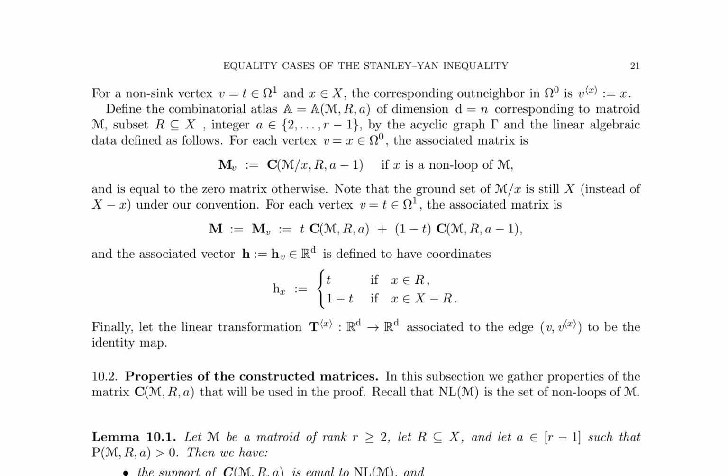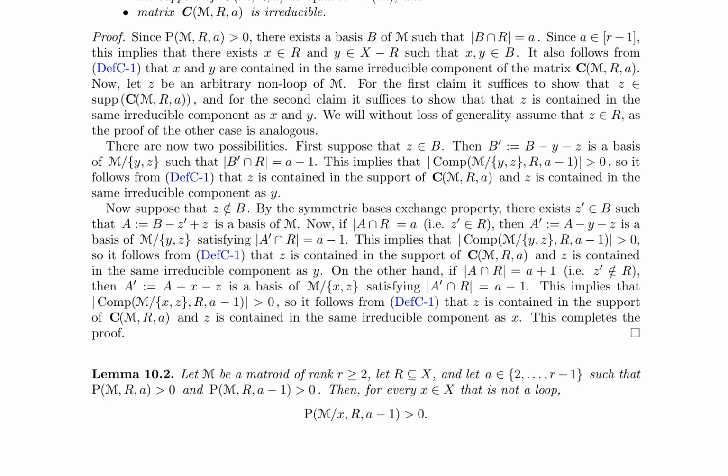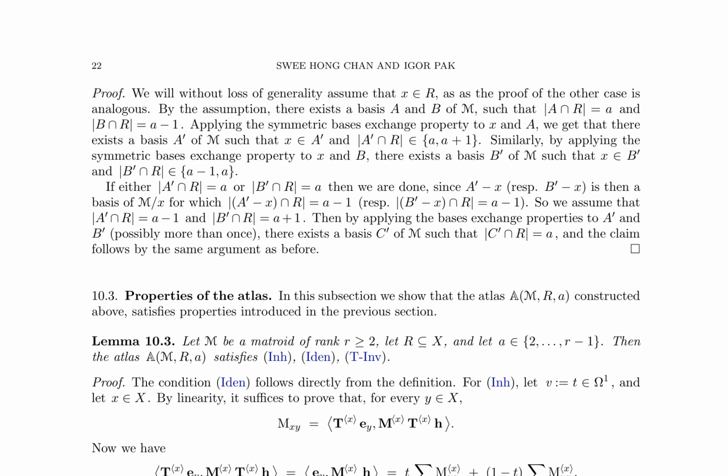The combinatorial atlas A = (A, M, R, A) is constructed with a cyclic graph Γ and linear algebraic data. For each vertex v = x ∈ Ω0, the associated matrix is defined as C_{M,R,A-1} if x is a non-loop of M, and as the zero matrix otherwise. For v = T ∈ Ω1, the associated matrix is M_v = T C_{M,R,A+1} minus T C_{M,R,A-1}.